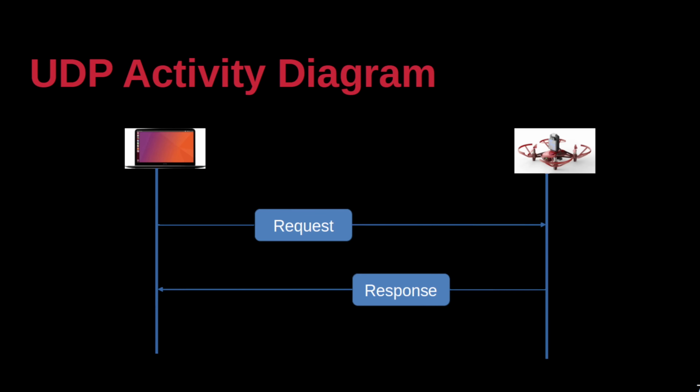The UDP protocol is often used for real-time applications. This is because UDP is a connectionless protocol, which means that it does not require a connection to be established before data is sent. This makes UDP very efficient for real-time applications where any delay in data transmission can impact the quality of the experience.